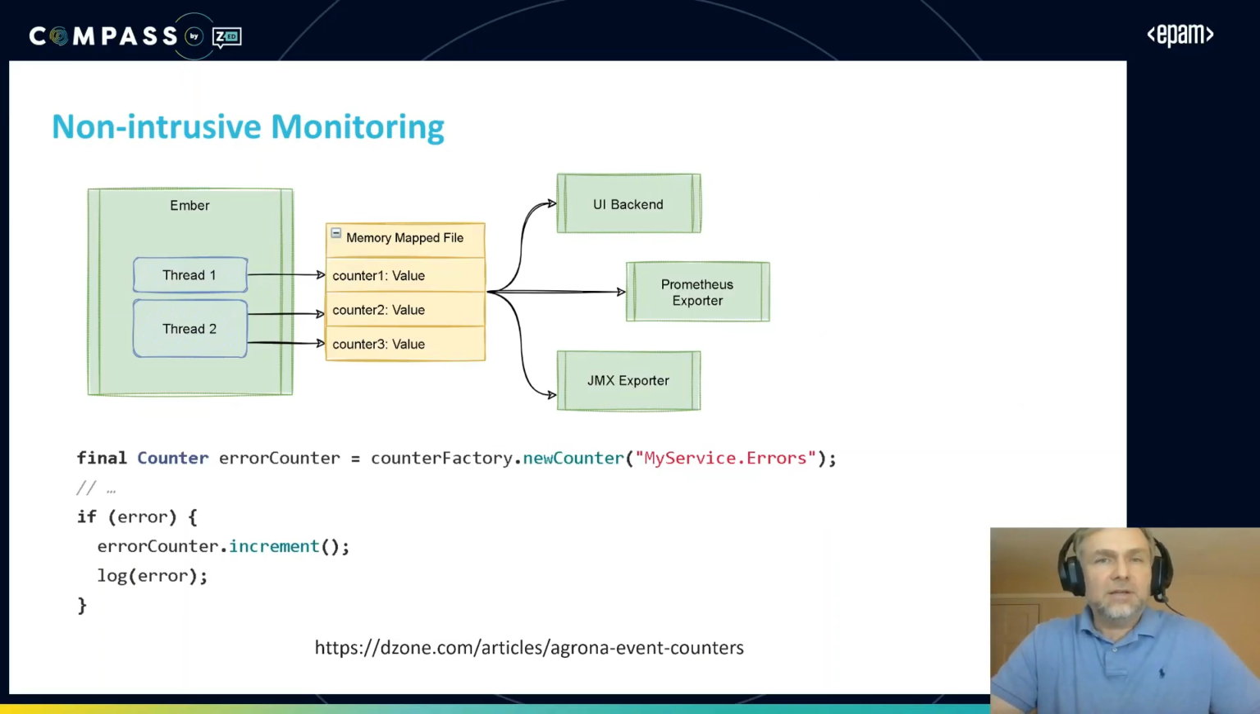And we can hide all this complexity behind a simple API like shown here below. Typically, an Ember thread pre-creates all counters at startup, and then on a hot path, we simply call the appropriate change method with negligible cost. I will put a link here at the bottom where you can find more information. We borrowed this idea from the Agrona library.